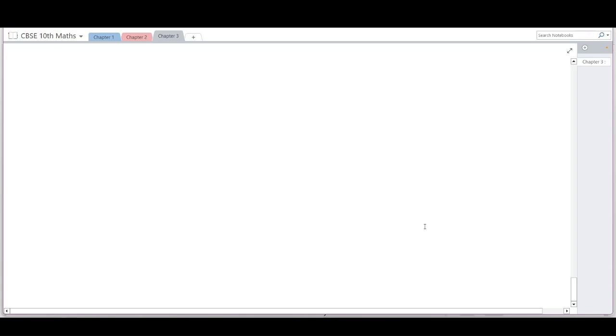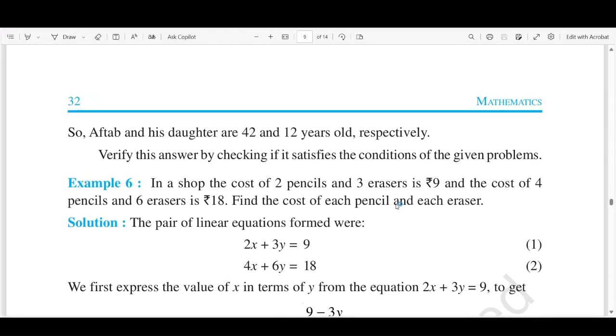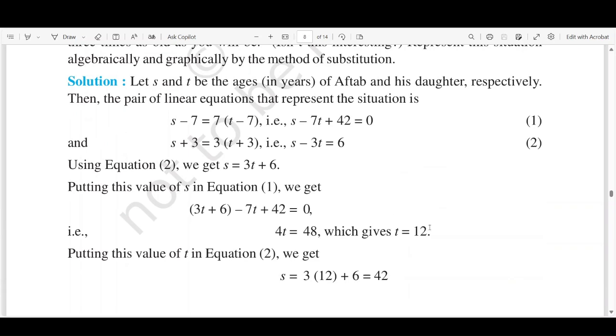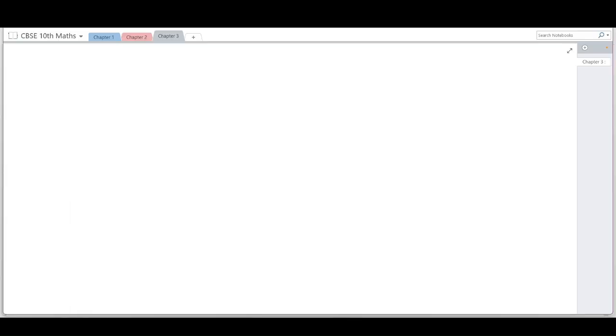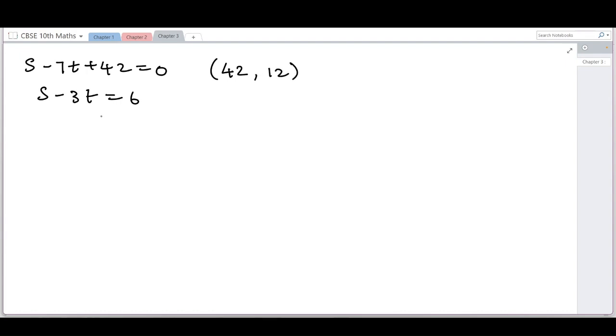So we write the equations corresponding to the data given to us. The two equations are S minus 7T plus 42 equal to 0 and S minus 3T equal to 6. The solution we have obtained is 42, 12. So let us substitute it. This is the S value and this is the T value. Let me substitute in the first equation: 42 minus 7 into 12 plus 42.